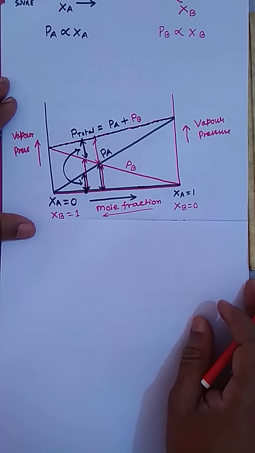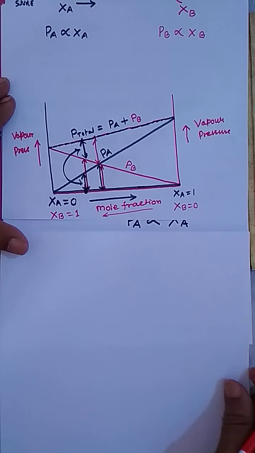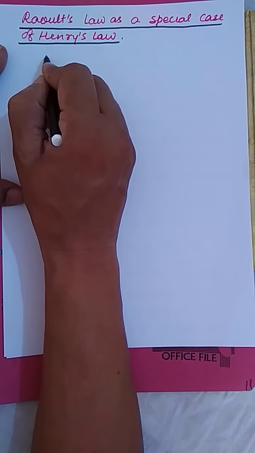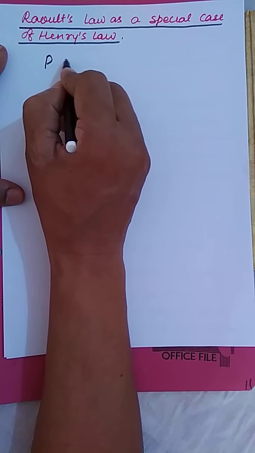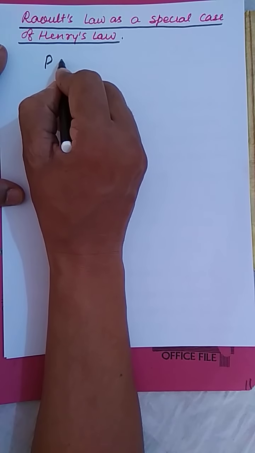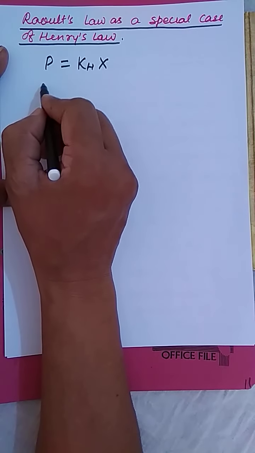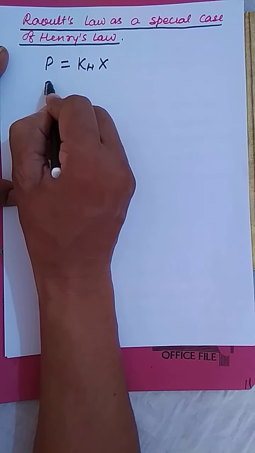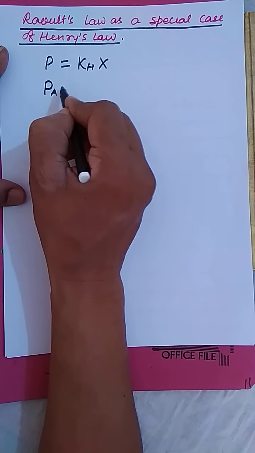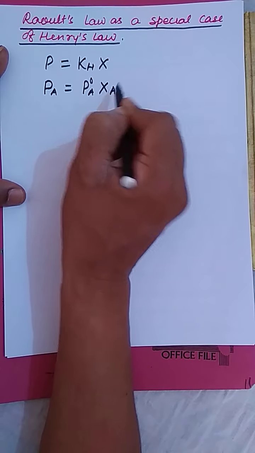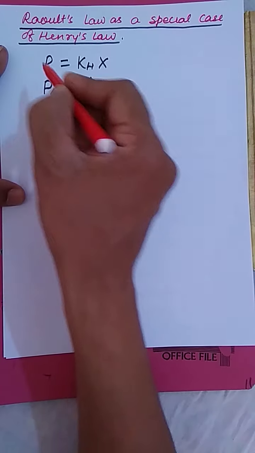Okay friends, I think you know the fact. Now next, students, we see here that Raoult's law is a special case of Henry's law. According to Henry's law, the partial pressure of a gas is directly proportional to the mole fraction of the gas, and we write the equation P equals KH X, right? And according to Raoult's law, the partial vapor pressure of component A is equal to P naught A XA.